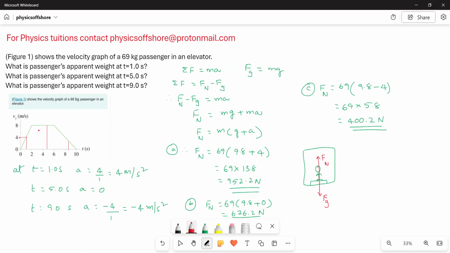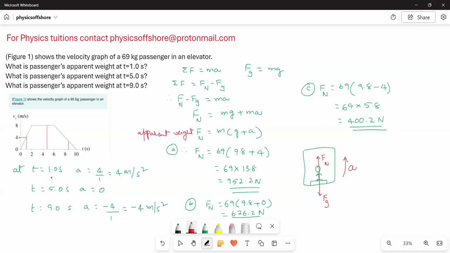In the first 2 seconds the elevator is accelerating up, so acceleration is in this direction, as per the velocity versus time graph. Before finding the acceleration at t equals 1 second, let me write the equation. F equals ma, Newton's second law, where sigma F means net force. Net force is Fn minus Fg, so Fn minus Fg equals ma. We know Fg equals mg. Therefore Fn equals mg plus ma, or Fn equals m(g plus a). This Fn is the apparent weight.